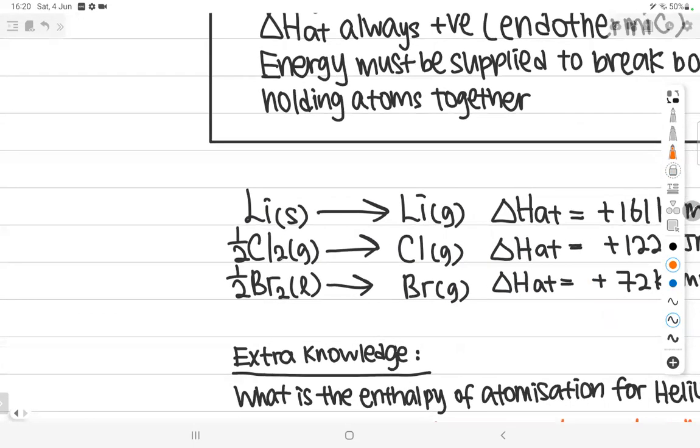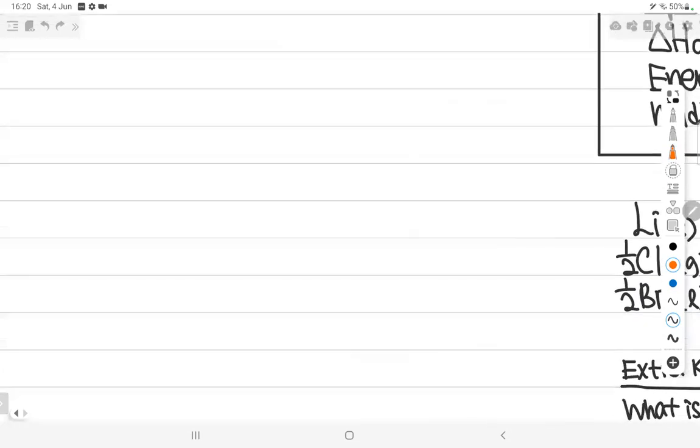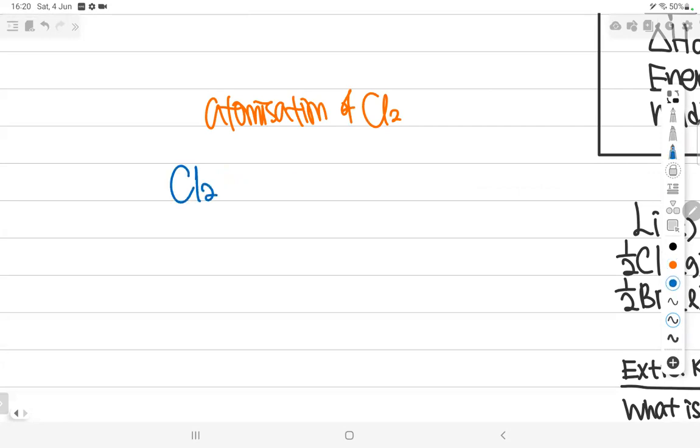Okay, so the second example is chlorine. Let's say I want to do atomization of chlorine. Chlorine, the formula is Cl2. Chlorine exists naturally as a molecule. It is a gas in its most natural form. So now you want to change the chlorine gas molecule to become chlorine gas atom.